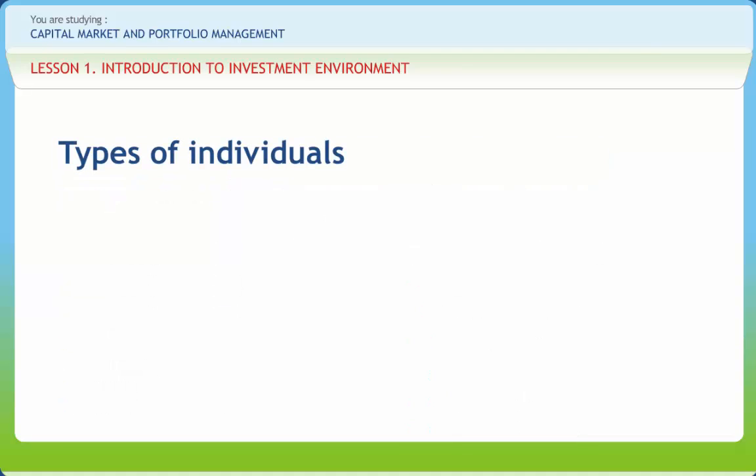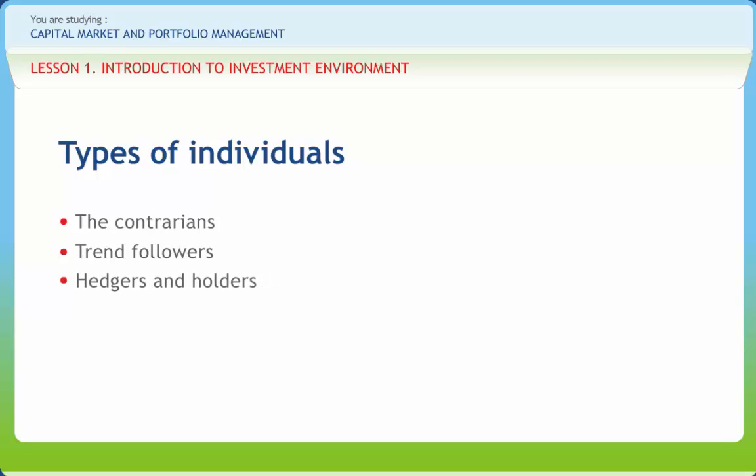There are various types of investors. The contrarian buys when the rest of the world sells. Trend followers are more conservative and tend to invest in products such as bank stocks. The last is the very conservative hedger and holder, which is the famous small investor of India who wants high return and low risk, preferably guaranteed by the government.